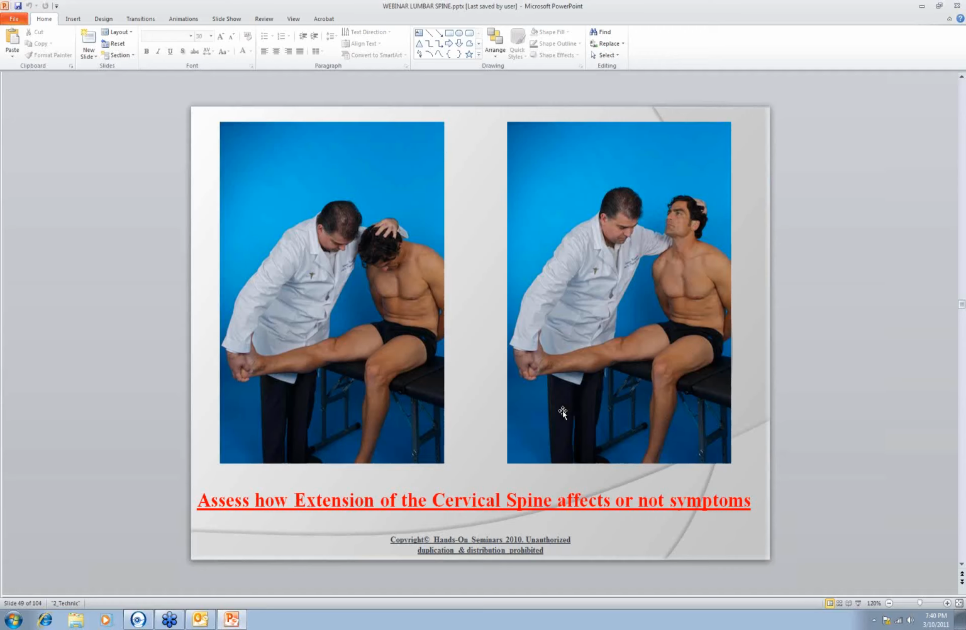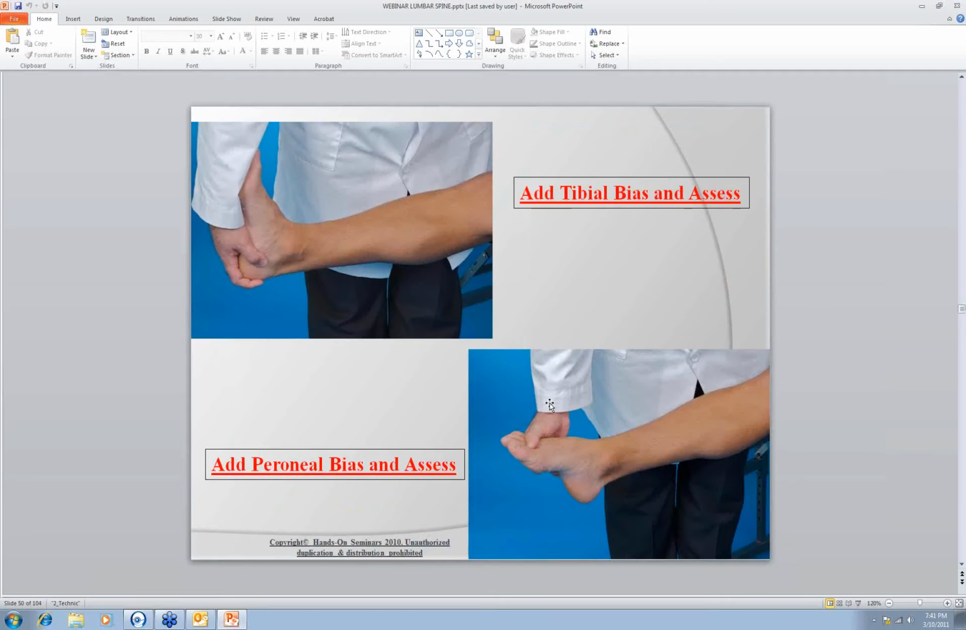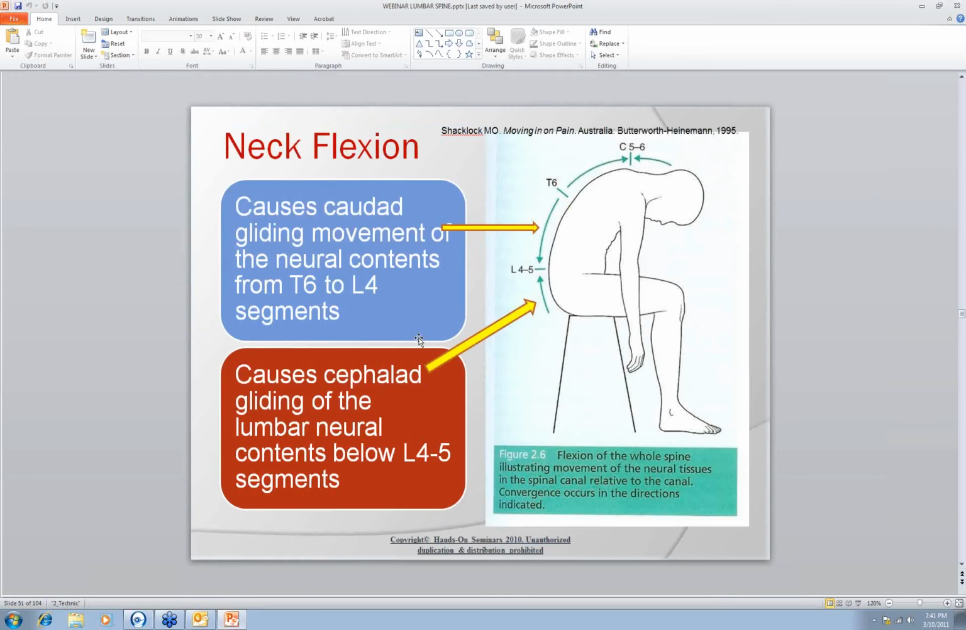Now, what is the significance of the dorsiflexion and plantar flexion of the ankle joint? The significance is that dorsiflexion of the ankle is going to provide a bias towards the tibial nerve, where it will provide a greater stress and tension on the tibial nerve, while plantar flexion will provide more of a tension to the peroneal nerve.